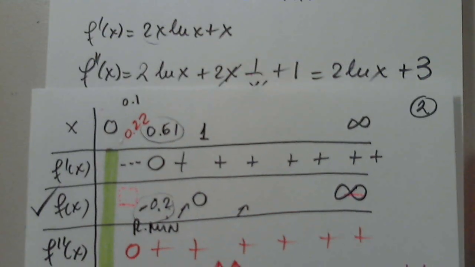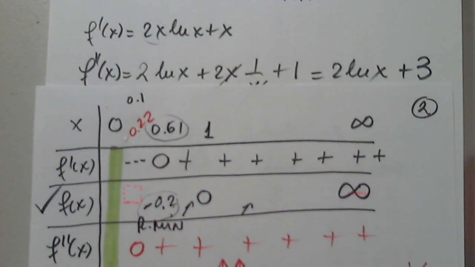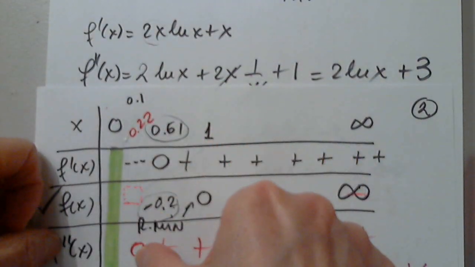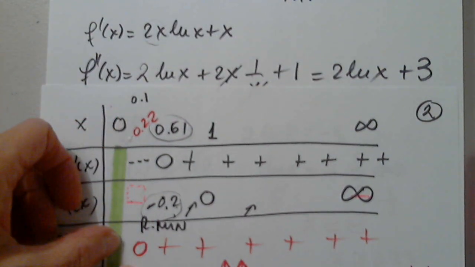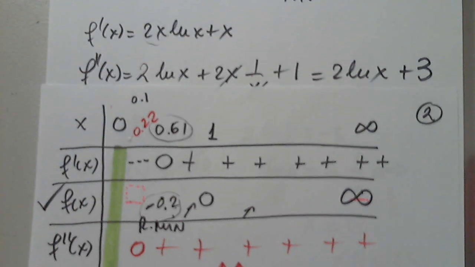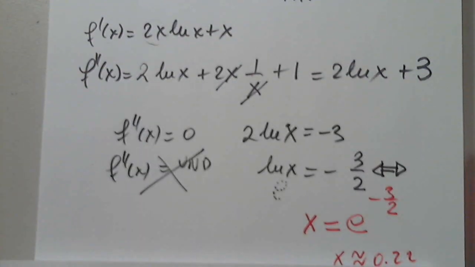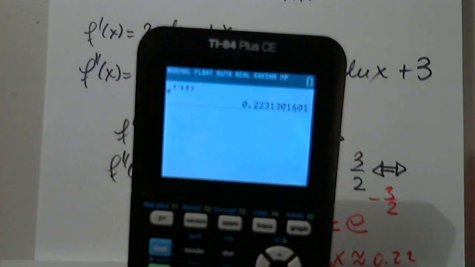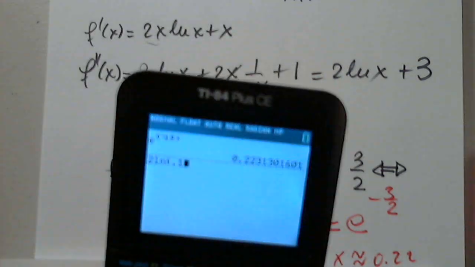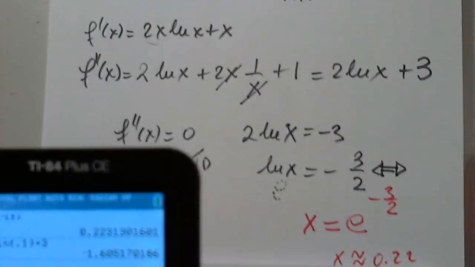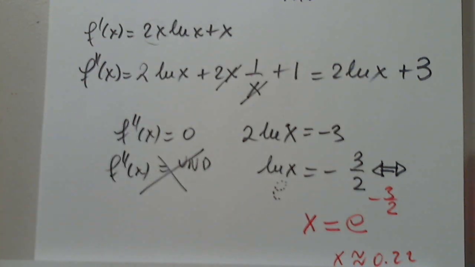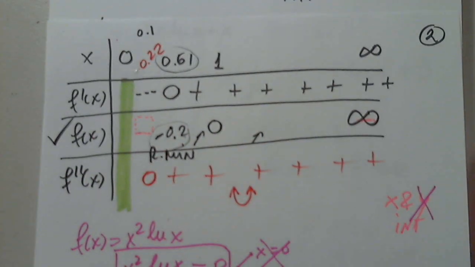Good. So at 0.22 it's 0, but I also have to plug in the second derivative 0.1 to see if this is negative. So here's the second derivative: 2 times natural log of 0.1 plus 3. This should be a negative number, and it is negative 1.6. I don't care about the number, I only care about the sign.